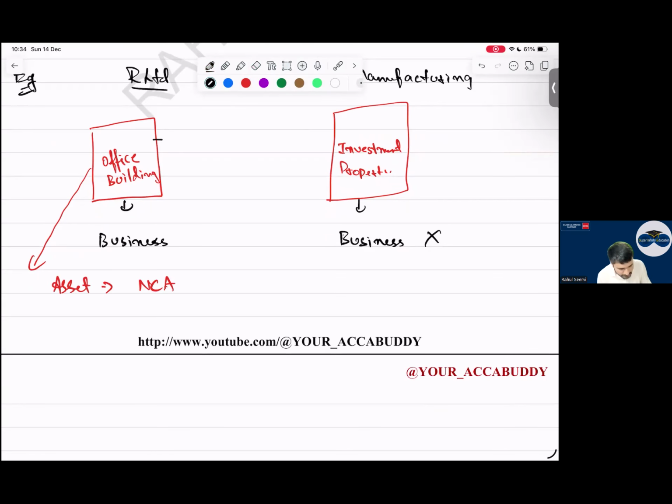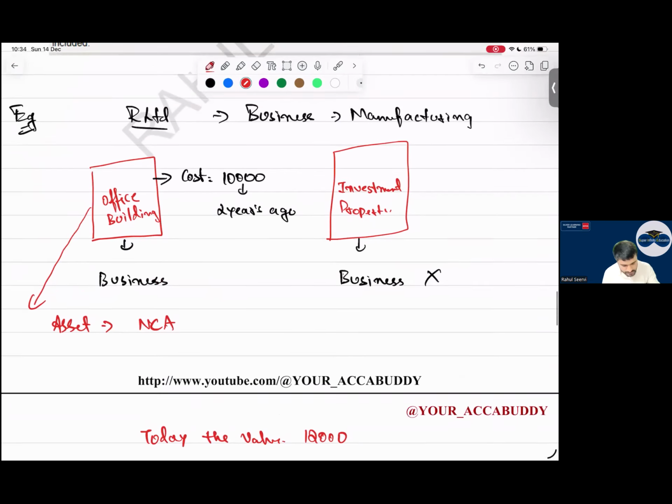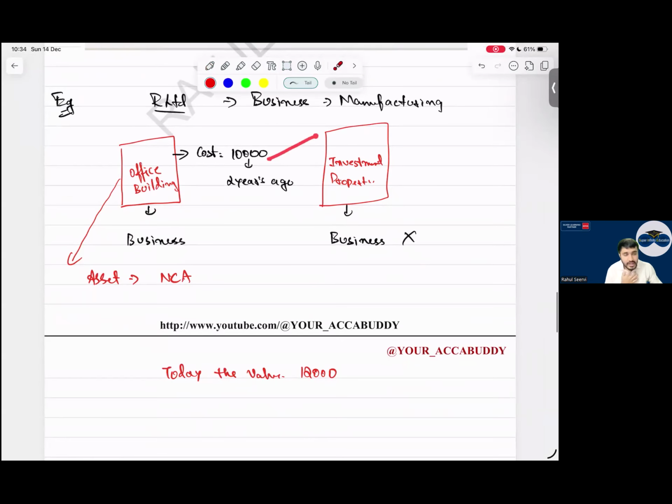Today I say this property I purchase, this building I purchased for 10,000 rupees. This property I purchased for 10,000 2 years ago. Yes sir. Then today the value is 12,000. A question to everyone: at what value will you record this asset in your book? At 12,000.